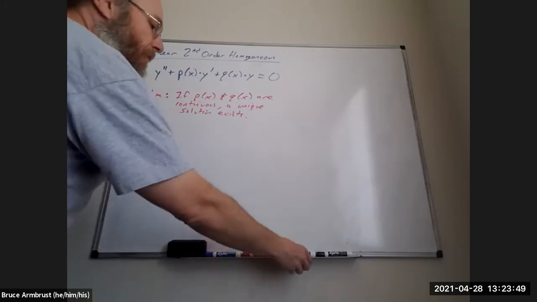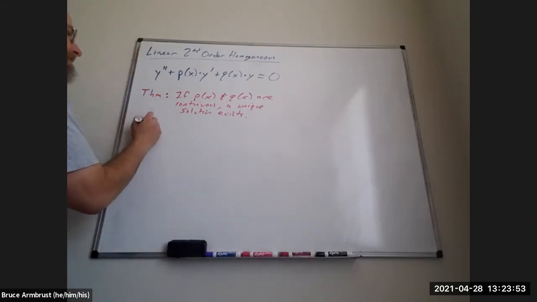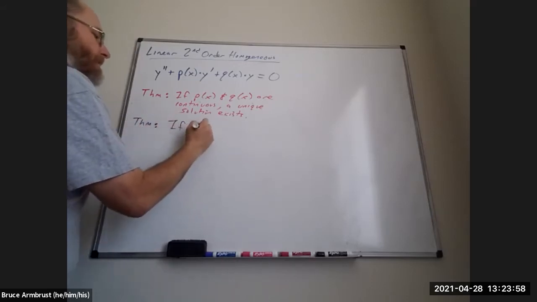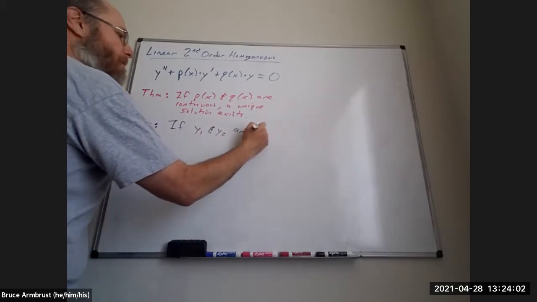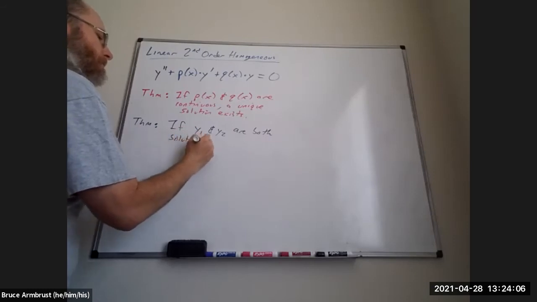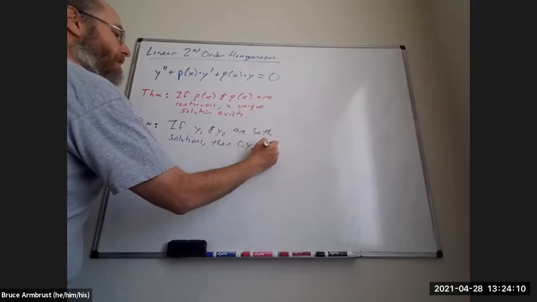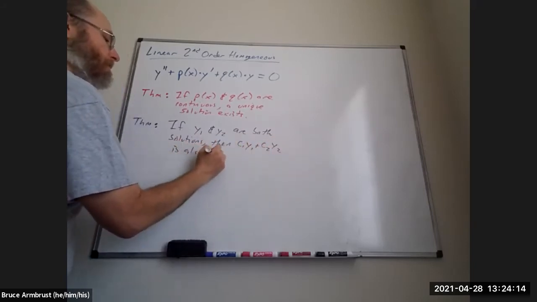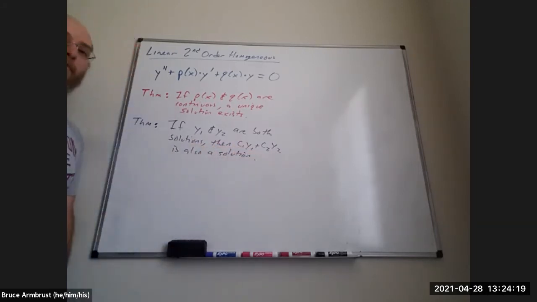All right, so here's our next theorem. This one's new, but this just says that if y1 and y2 are both solutions, then if you take a linear combination of them, that is also a solution.